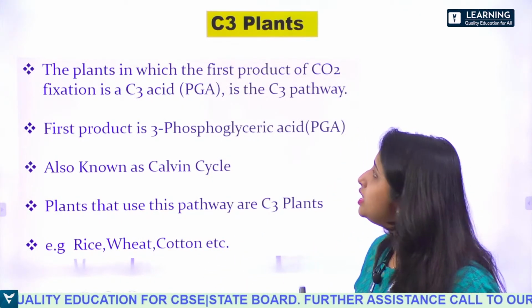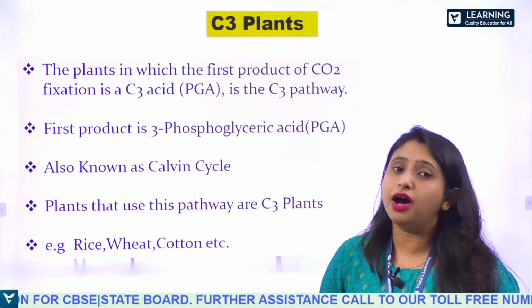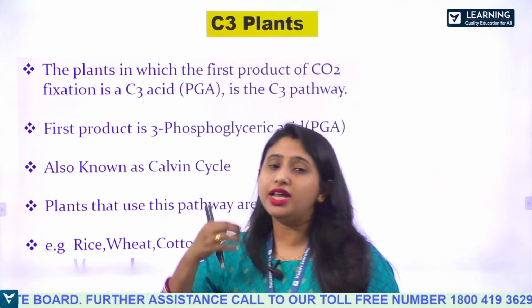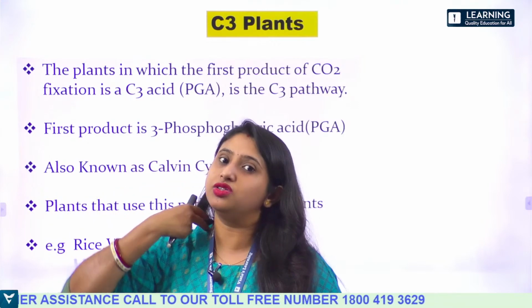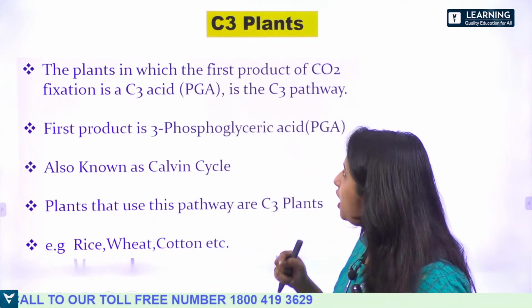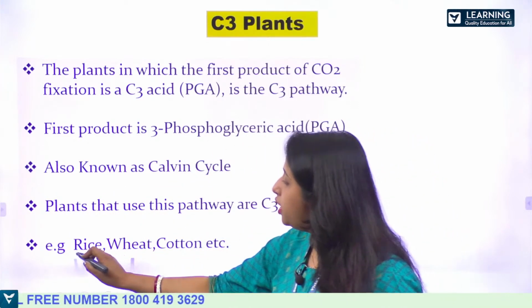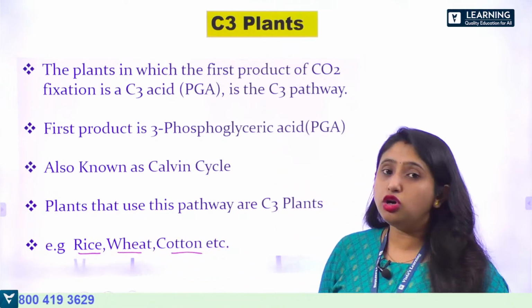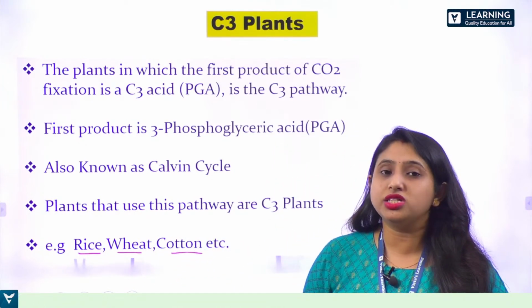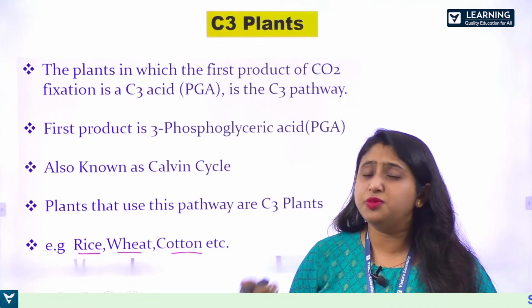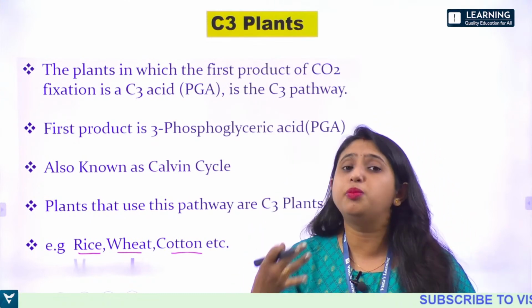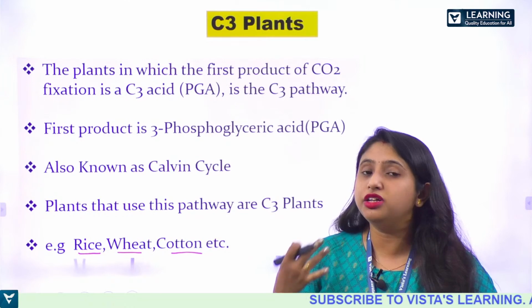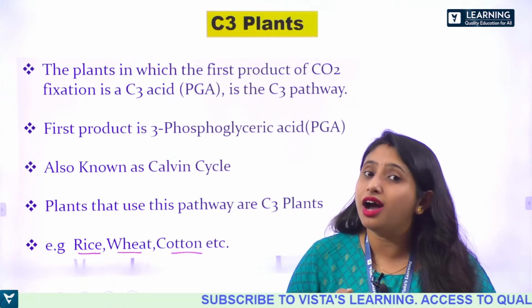Now, what is the C3 pathway? The C3 pathway is the pathway which takes place only in C3 plants. Some C3 plants are rice, wheat, and cotton. In those plants, the C3 pathway takes place. These are the pathways which the plant uses for preparation of food, using carbon dioxide.